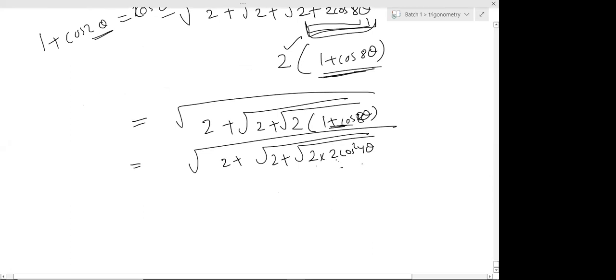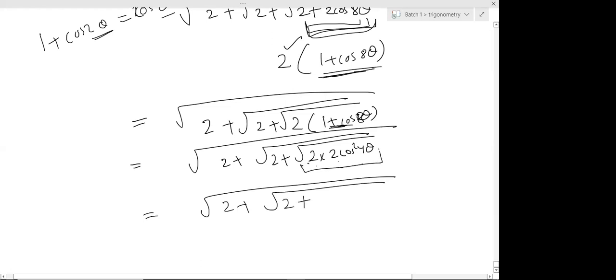So now 2 into 2, 4. Under root is 2. So under root 2 plus under root 2 plus this under root we can solve as 2 cos 4 theta. Is this clear or not? Yes, sir. Okay, Shavya. Yes, sir. Okay, now again you can do the same thing.